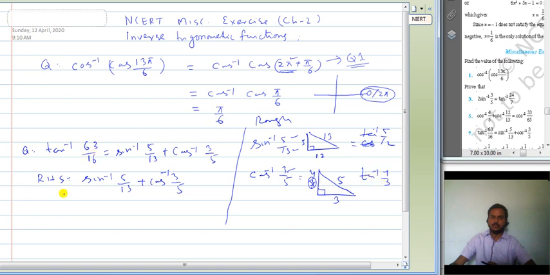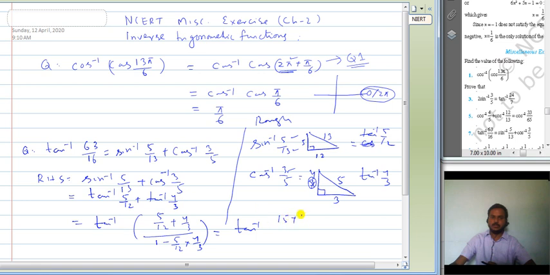So I will be writing both the cases here. Sin inverse 5 by 13 is nothing but tan inverse 5 by 12, and cos inverse 3 by 5 is nothing but tan inverse 4 by 3. So this is tan inverse of 5 by 12 plus 4 by 3 divided by 1 minus 5 by 12 multiplied by 4 by 3, using the formula for tan inverse x plus tan inverse y. So this is 15 plus 48 divided by 36. I am doing it directly, so this is nothing but tan inverse 63 divided by 16. So this is how we prove this result.